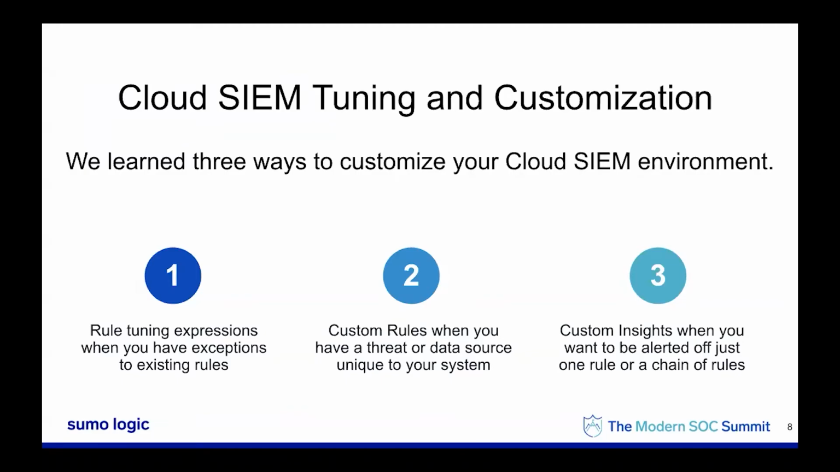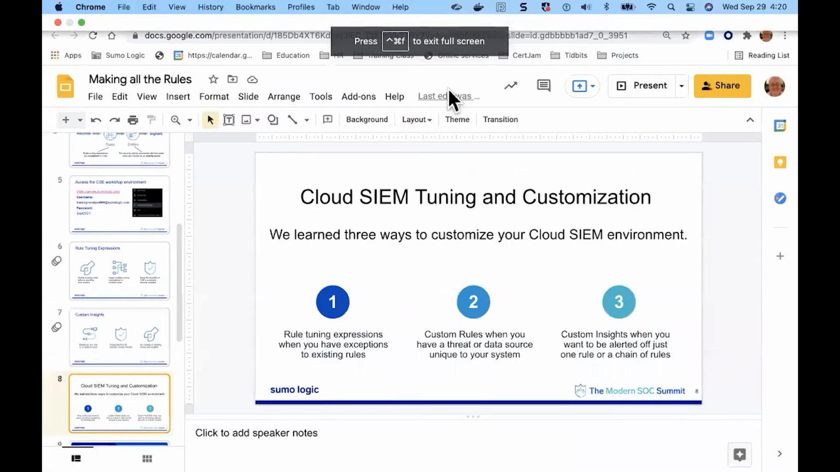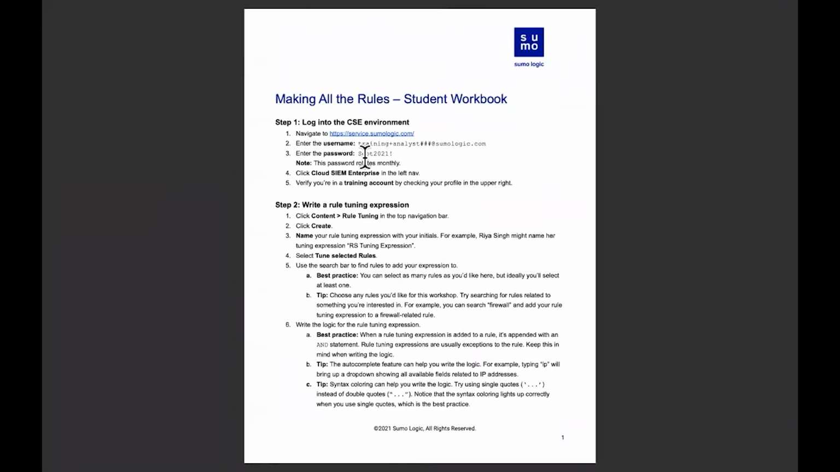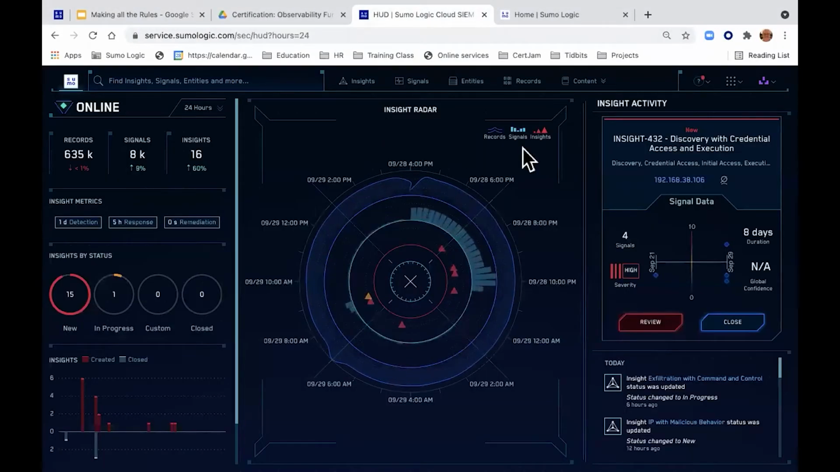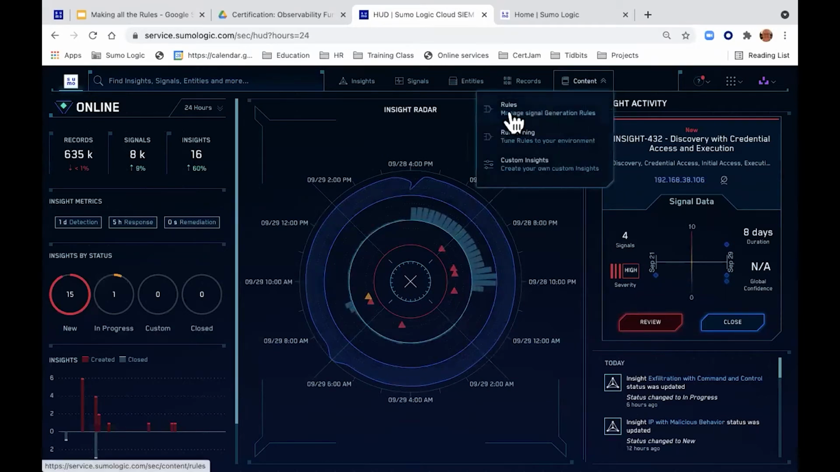So what I want to do is stop the slides here for a second, and let's go ahead and look at our lab guide. The first thing I want to do here is step 2, where we write a rule tuning expression. And let's see how that works. So we're going to go back into our heads up display. And here in our heads up display, under content, is where you will see rules, rule tuning, and custom insight.